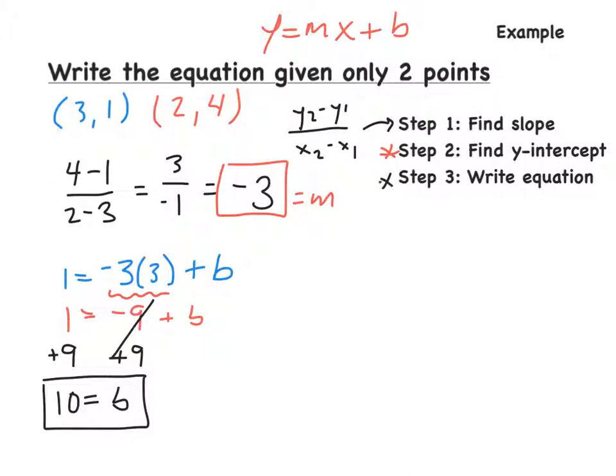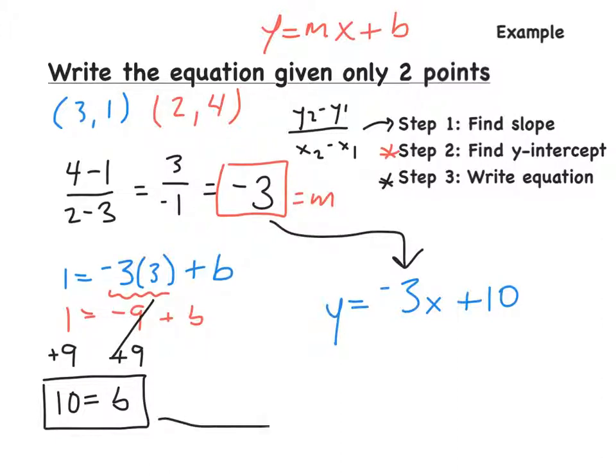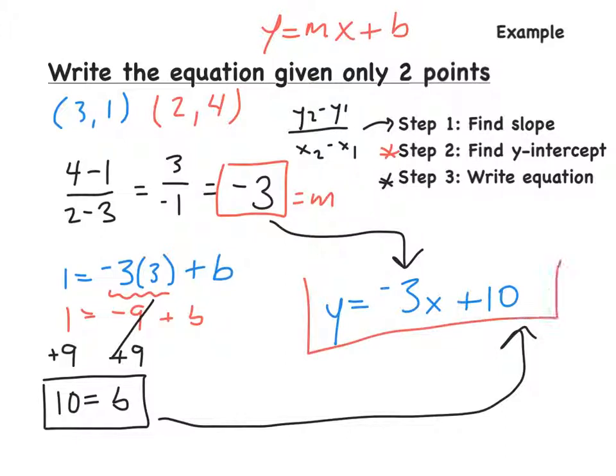Now, step 3. Write our equation. So we have our slope right here of negative 3. We have our y-intercept right here of 10. So now all we have to do is put it all together. So y is equal to negative 3x plus 10, where negative 3 is our slope, 10 is our y-intercept, and this is our equation in slope-intercept form.